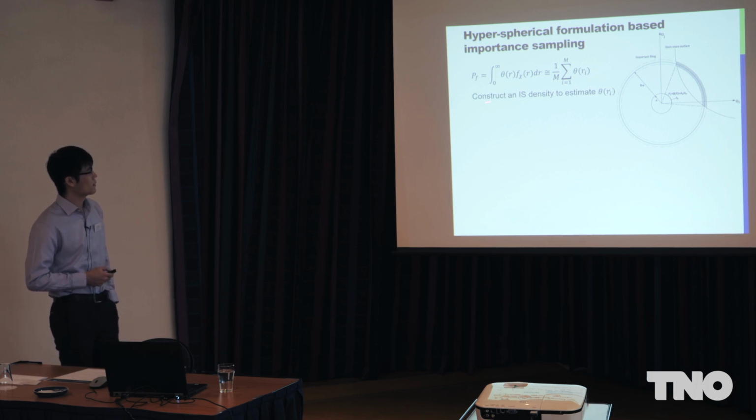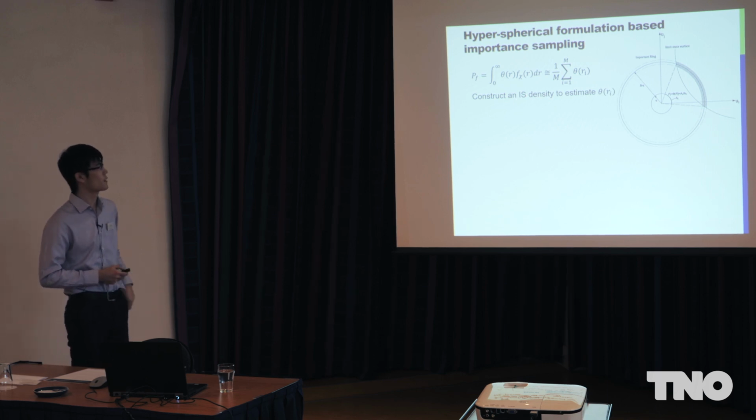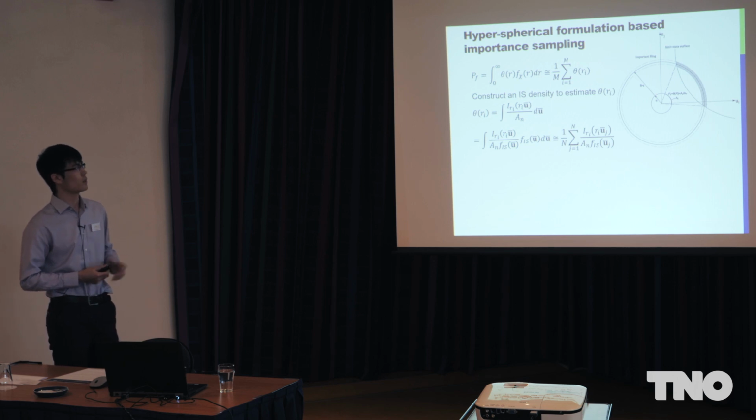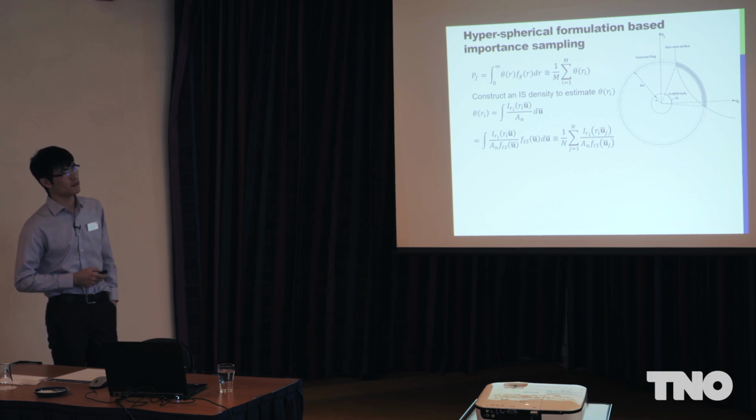Well, so the technique here is we establish an importance sampling density to estimate this so-called failure ratio. And this failure ratio can be written in terms of this integration. And this 1 divided by A_N is the PDF of a uniform distribution on the unit hypersphere. Why uniform? Because in the standard normal space, if you fix a radius, then all points are uniformly distributed. So this I is the indicator function, which gives 1 if the point projected to the failure domain is in the failure domain, and it gives 0 otherwise.